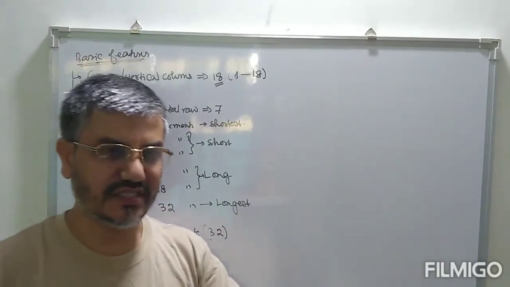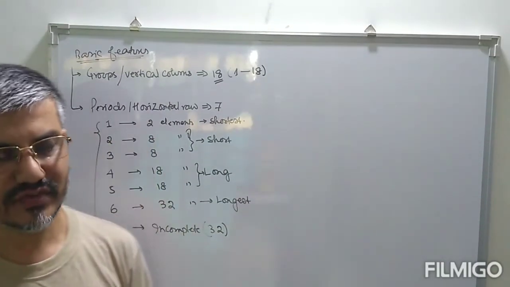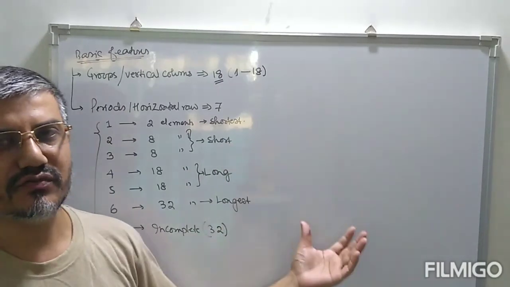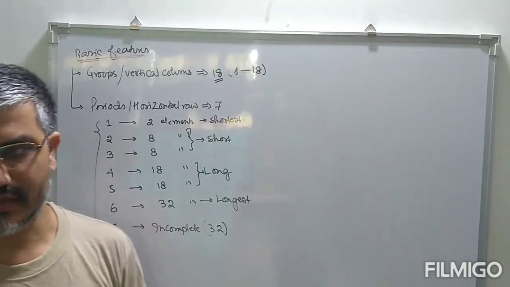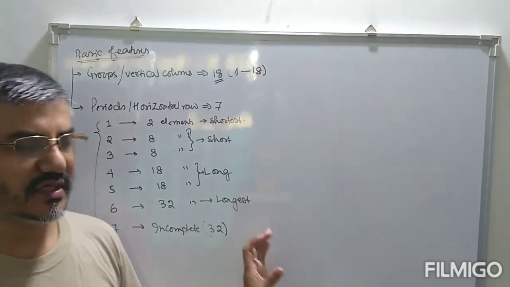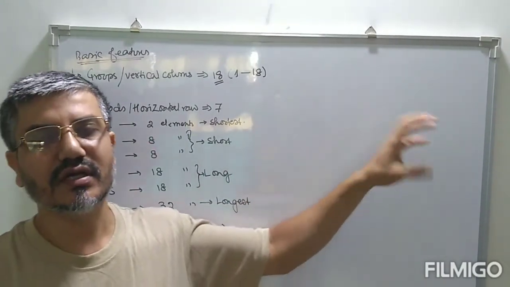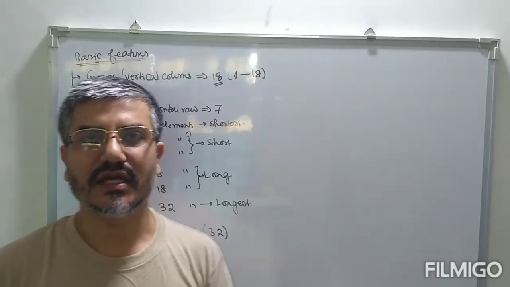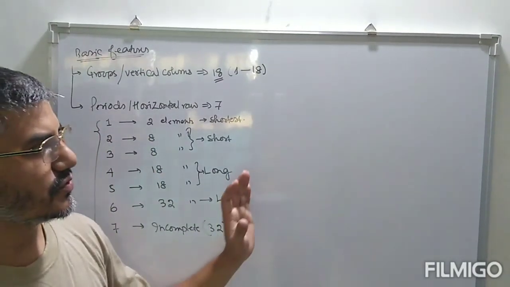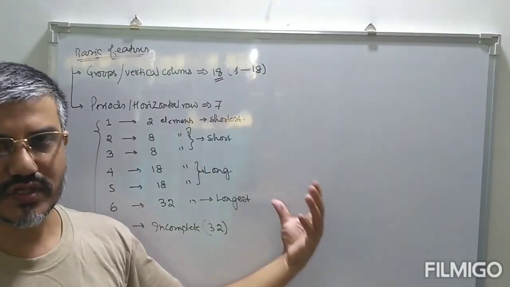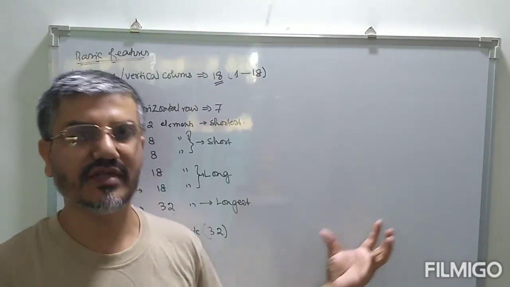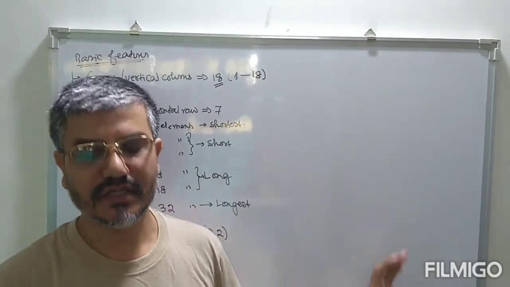So this is the genesis of the classification of elements in the periodic table. The more important classifications are Mendeleev's classification and the modern classification of elements. So this is all about the historical background for the classification of elements in the modern periodic table.